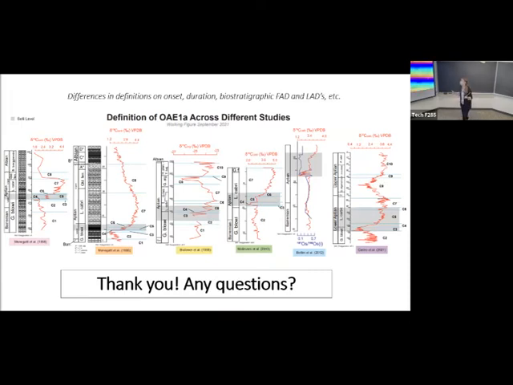I'm not going to go through it, but this is highlighting all of the key studies that talk about OAE 1A dating back to the late 90s over here on the far left. We could go through this, but I will just highlight that there are different definitions in terms of the onset and the duration of the event, and there's especially a lot of discrepancies within the biostratigraphy of OAE 1A. So hopefully with this redefinition of the Aptian timescale, we can get a better idea of different timing events that pertain to OAE 1A.